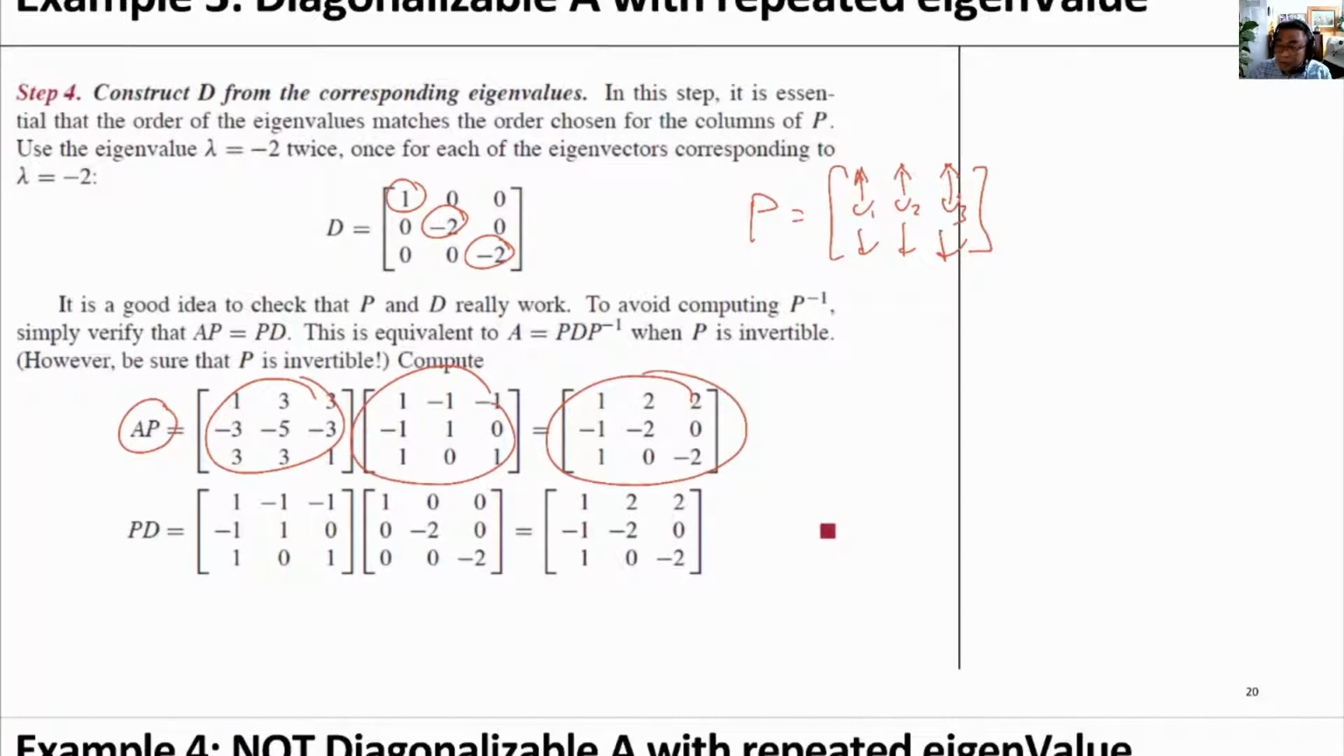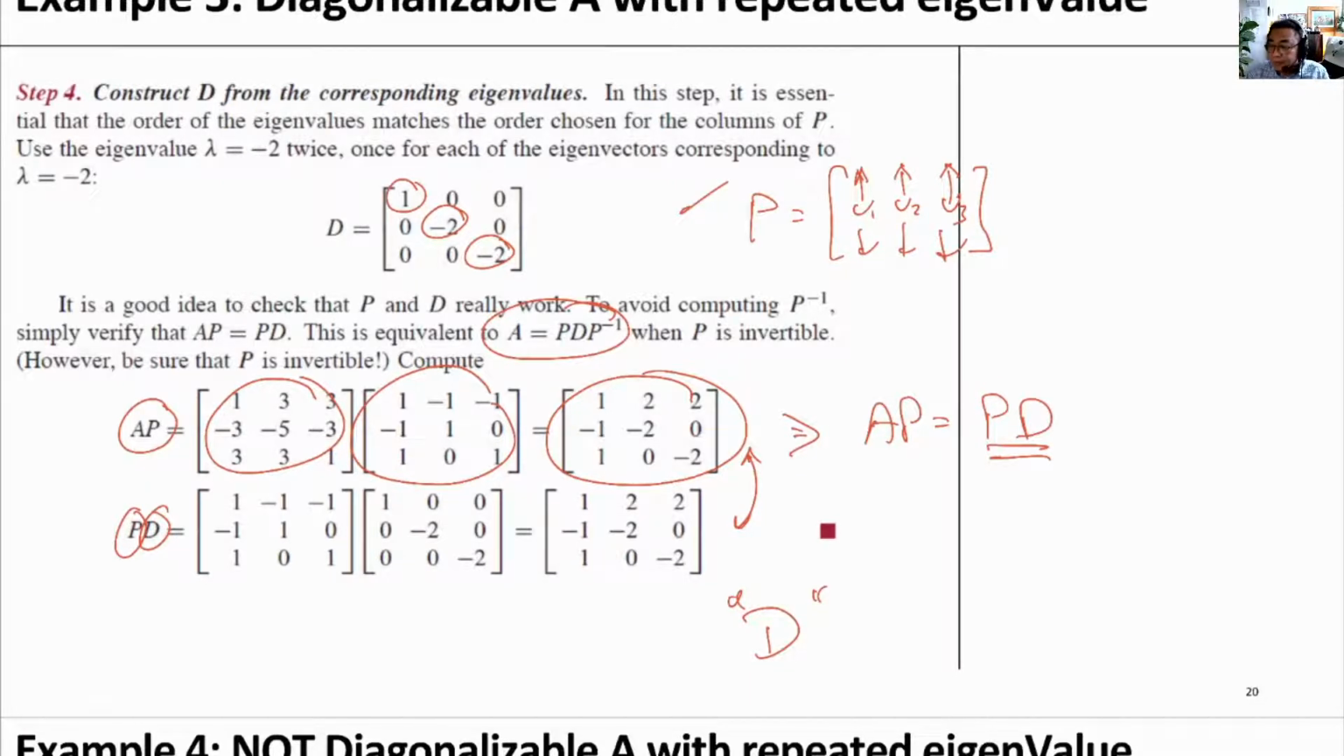AP will be equal to PD. So we try it the other way around. We multiply P, which is what we have found, by D, which is what we have found. And then we see that the matrices are the same. And therefore, we now know that D is the diagonal matrix, similar to A through this transformation.